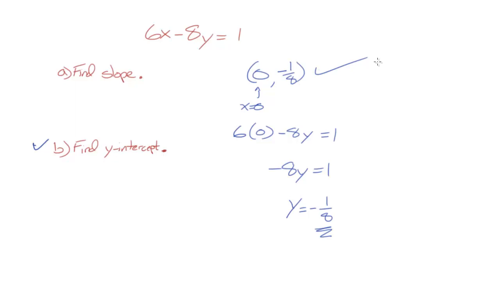Okay, now the issue is that actually we can solve for both the slope and the y-intercept if we put this equation in y-intercept form. So give me 1 second. I'm going to reset and I'm going to show you how to find both of these things at the same time.